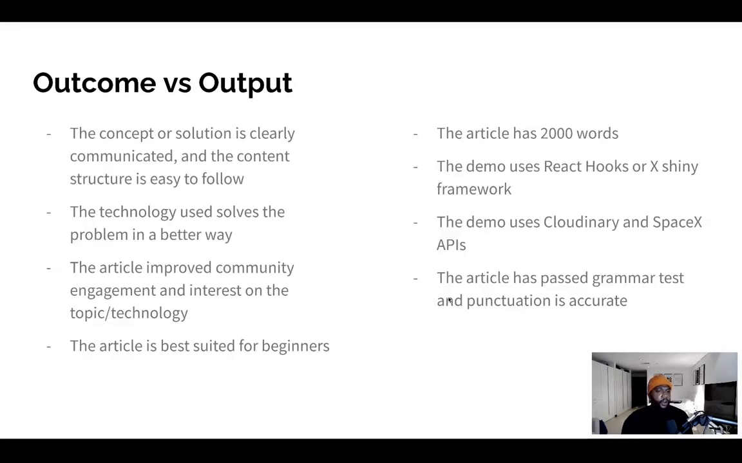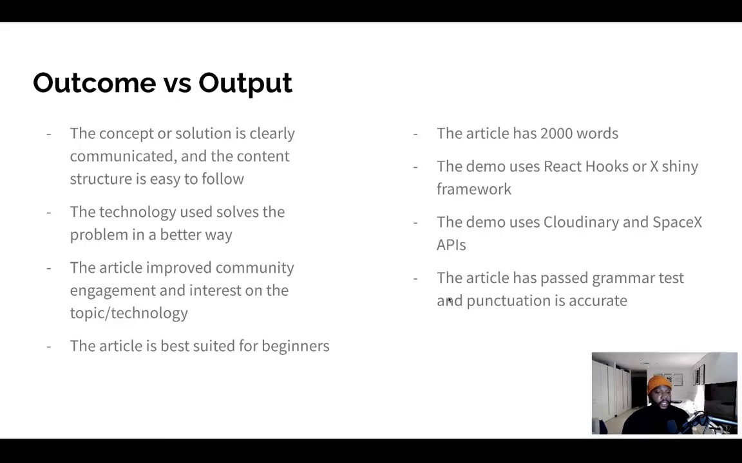Then there is an outcome like the article improved community engagement or interest within a topic or a technology. This outcome most likely ties to business and developer relations KPIs. I like to say that, right? So most DevRel teams have KPIs like we need to get the community more involved. So let's create content. So an outcome for that could be that this article or this content actually spurred the community and generated interest within that topic.